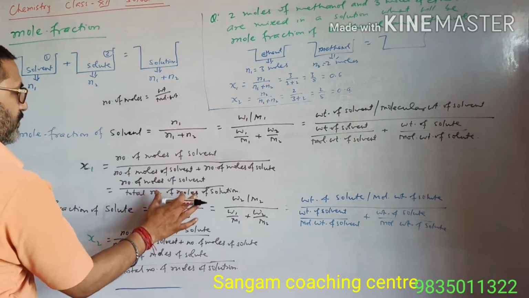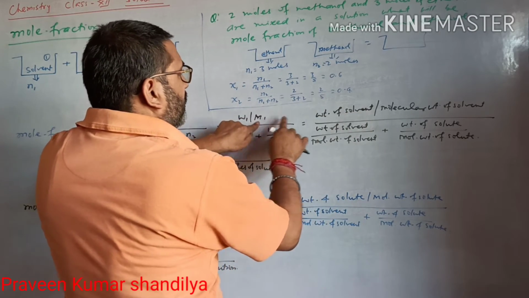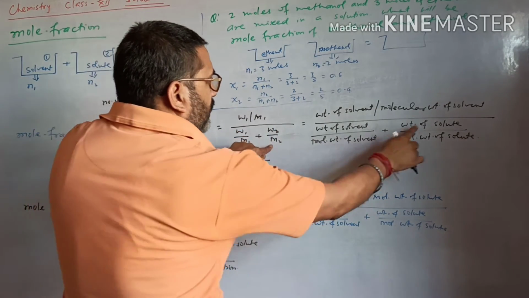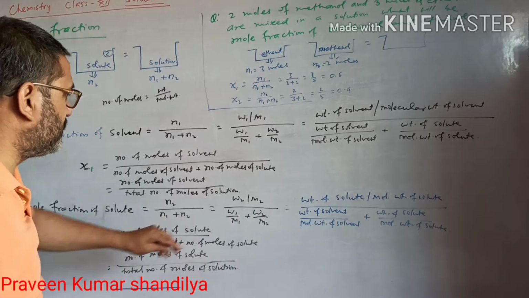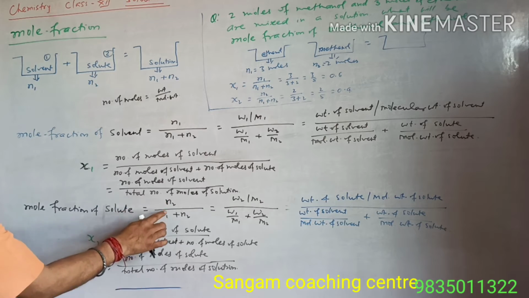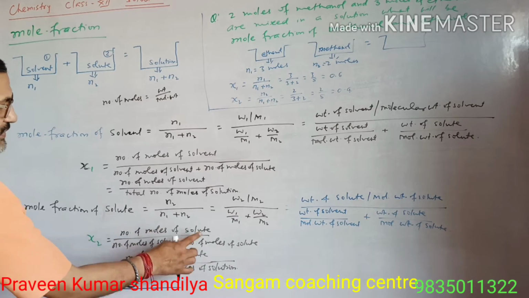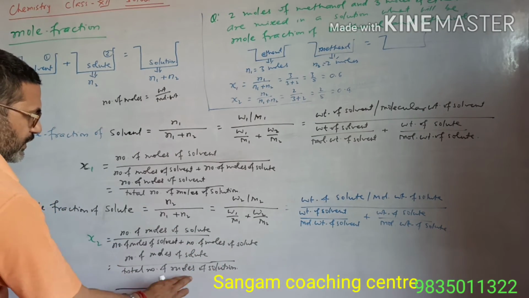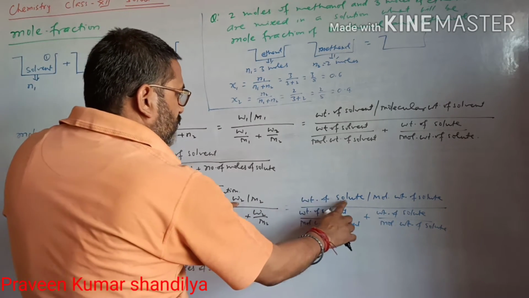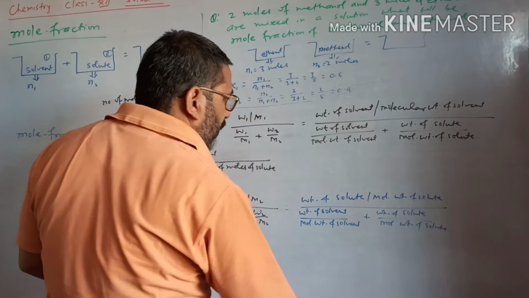Here is the number of moles of solvent. It is our formula. W1 means weight of solvent, M1 means molecular weight of solvent. So it is weight of solvent by molecular weight of solvent, and weight of solute by molecular weight of solute. In the same terms, we can also write the mole fraction of solute: X2 is N2 by N1 plus N2, that is, number of moles of solute by number of moles of solvent plus number of moles of solute, the total number of moles of solution.